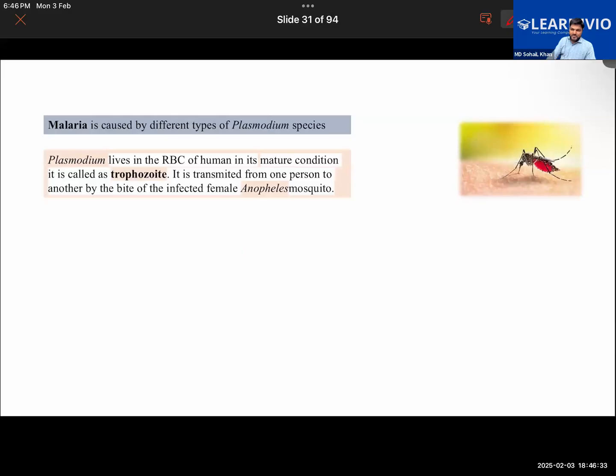Yes, it's the Plasmodium. Very good. So Plasmodium causes malaria basically. What happens is, this Plasmodium protozoa will be found in the infected blood of a person suffering from malaria. There's a person who is already suffering from malaria. So in his blood, particularly in the red blood cells, Plasmodium will be found living.